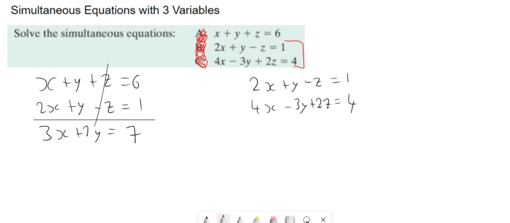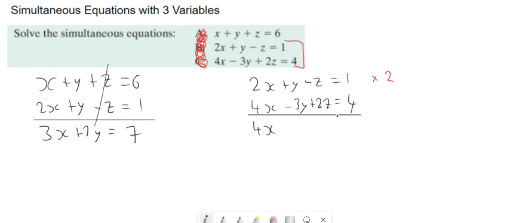Now, because we have a minus z or minus 1z and a 2z there, we need to multiply the top equation by 2. And if we multiply that by 2, then we'll have minus 2z on top and 2z on the bottom, and then they'll cancel out. That's going to be my first step here. It's not as simple as the other one, but it's not too bad either. I just have to multiply everything by 2.